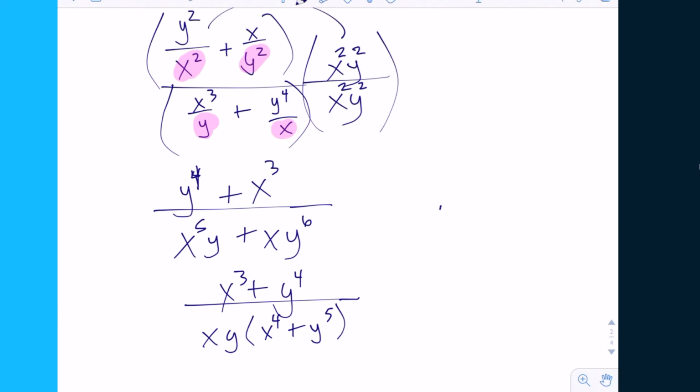This goes to here, so this y divides out with one of those y's. So we're, well, it's x cubed times x squared is x to the fifth, and then we're left with one of the y's. Because this is like over 1, remember.